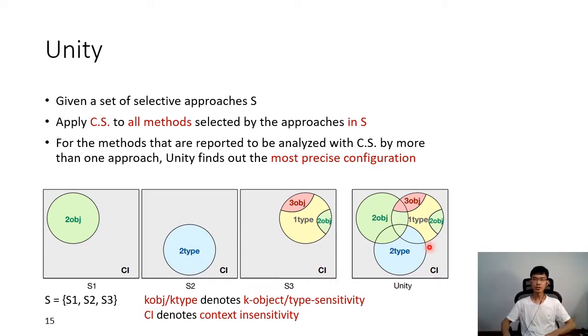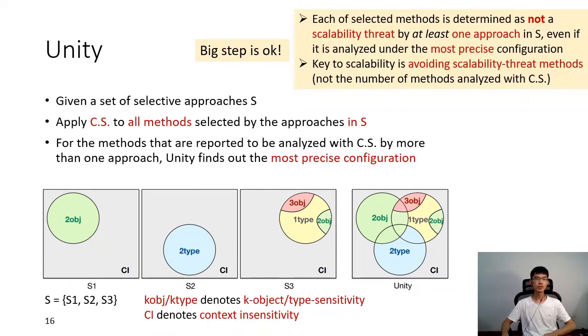Then in Unity, we apply CS to all the selected methods as shown in this figure. For the methods that are reported to be analyzed with CS by more than 1 approach, Unity finds out the most precise configuration. For example, for these methods, S1 selects 2-obj, and S3 selects 3-obj. Since 3-obj is more precise than 2-obj, as it has a longer context length, Unity applies 3-obj for these methods. Apparently, Unity is more precise than any approach in S.